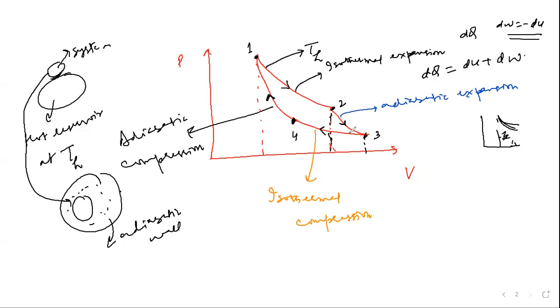It does work, that is this much area. That work is at the cost of its internal energy, so its internal energy decreases. That leads to a decrease in temperature. So from 2 to 3, the temperature of the gas decreases. Now at point 3, the temperature becomes equal to the temperature of the cold reservoir. Now we have a cold reservoir at temperature Tc.